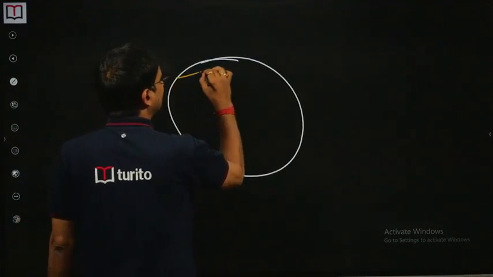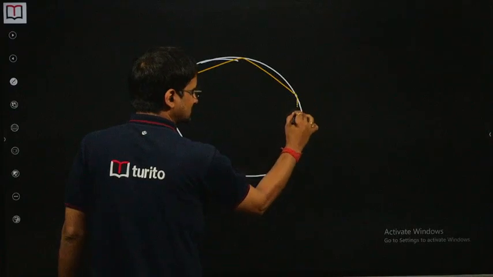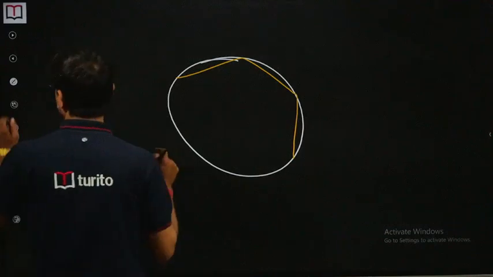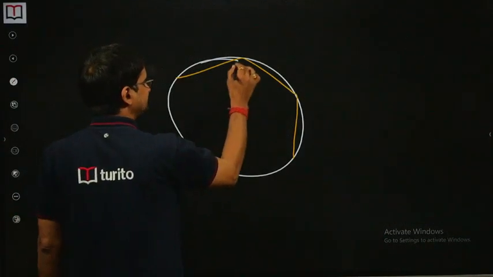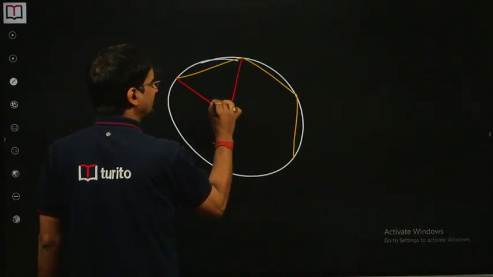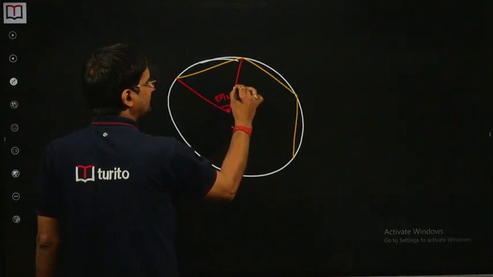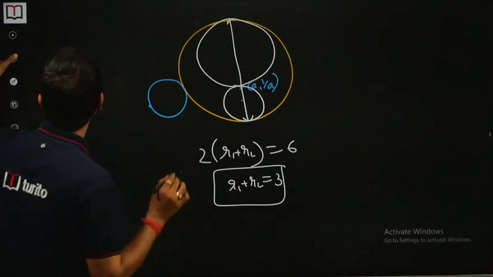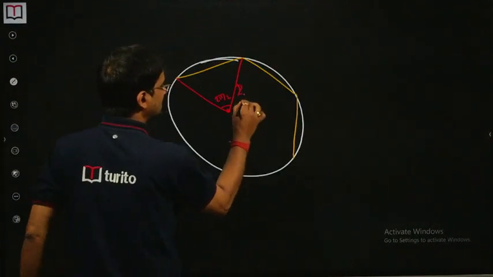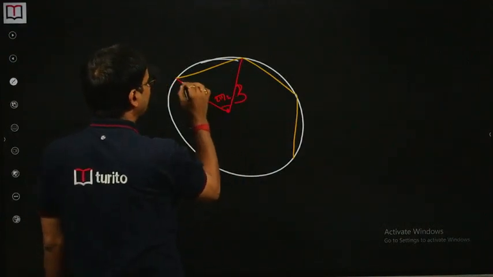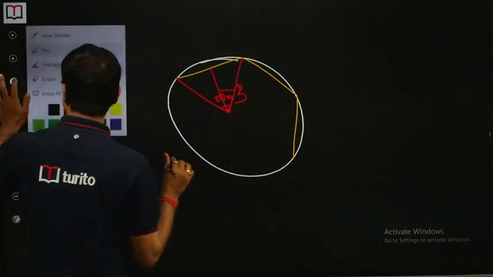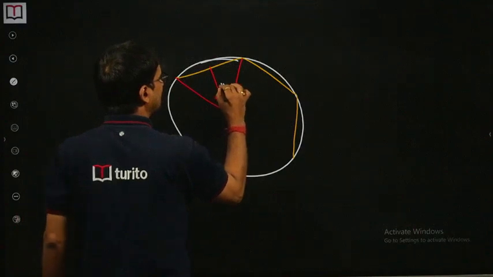See, if a regular polygon is inscribed in a circle, we have to find the ratio of their side length. So that's the center, that's the angle, this is 2 pi by n, and that's your radius, and the radius of the circle is 3 units. Now we have to find this side length, so just draw this, and then this is 2 pi by n, this is pi by n.